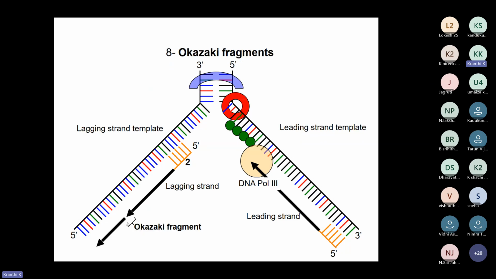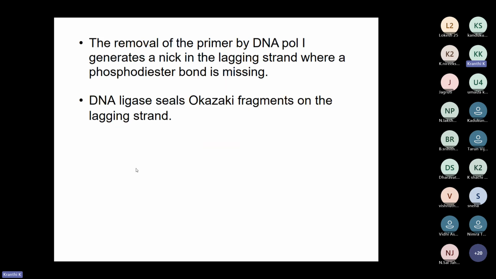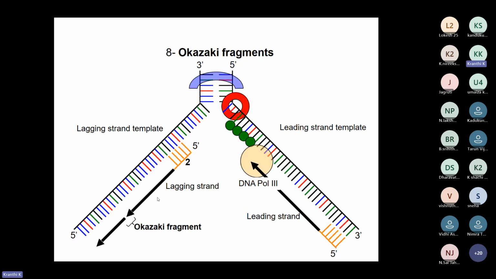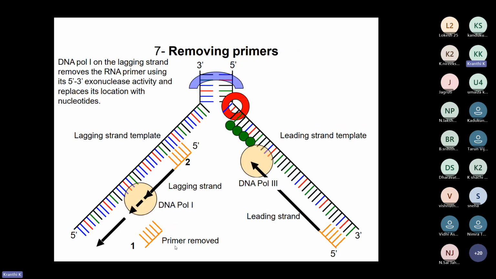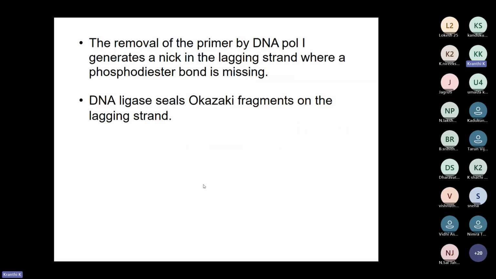Those spaces we call the Okazaki fragments. Clear? These spaces are called the Okazaki fragments. Later these spaces will be ligated, or attached, with an enzyme called DNA ligase. So DNA ligase seals the Okazaki fragments on the lagging strand. So what are the Okazaki fragments? After removing the primers, there are some spaces, and those spaces are called the Okazaki fragments.